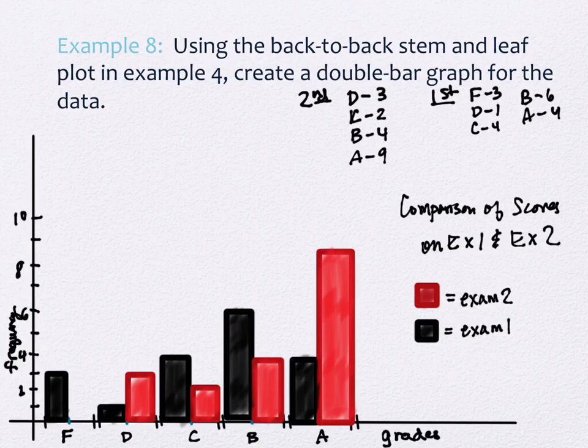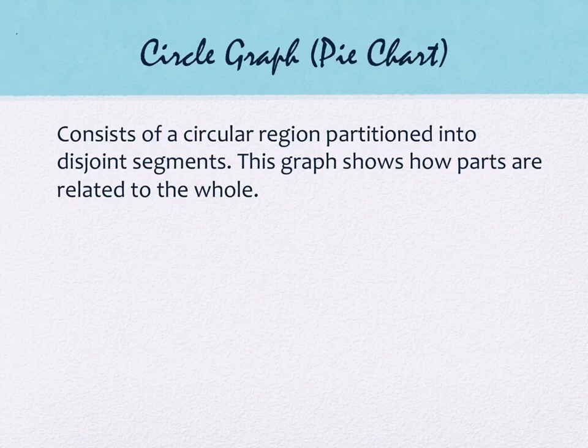All right, let's get the information about pie charts first written down, and then I'll get the protractors out so we can draw them. Okay, so a circle graph or a pie chart, we use those words, those phrases interchangeably, consists of a circular region partitioned into disjoint segments. So think pizza, right? Think of a pizza. The graph does a really good job of showing how parts are related to a whole.